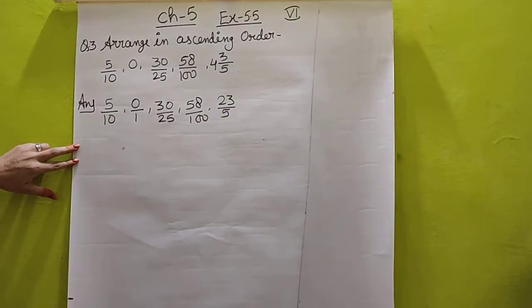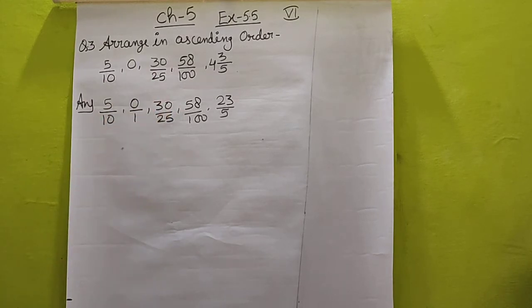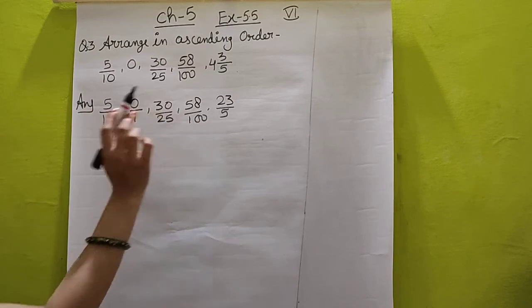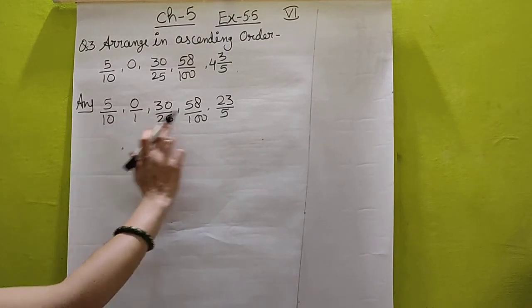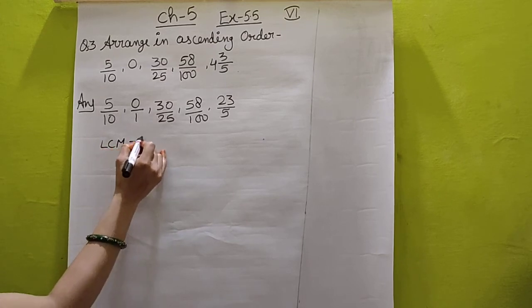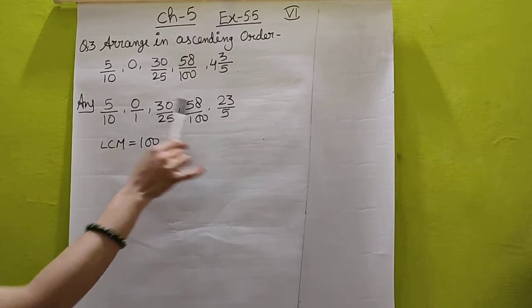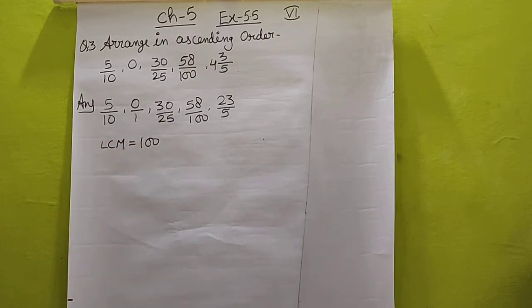Now students, you can see we are to arrange in ascending order. We can arrange them in ascending order, but for that we are to make denominators same. Here students, denominators are different. So first we will take LCM, and here the LCM will be 100. Now students, I will take one by one. Every fraction I will take and I will make denominator 100. Okay students.